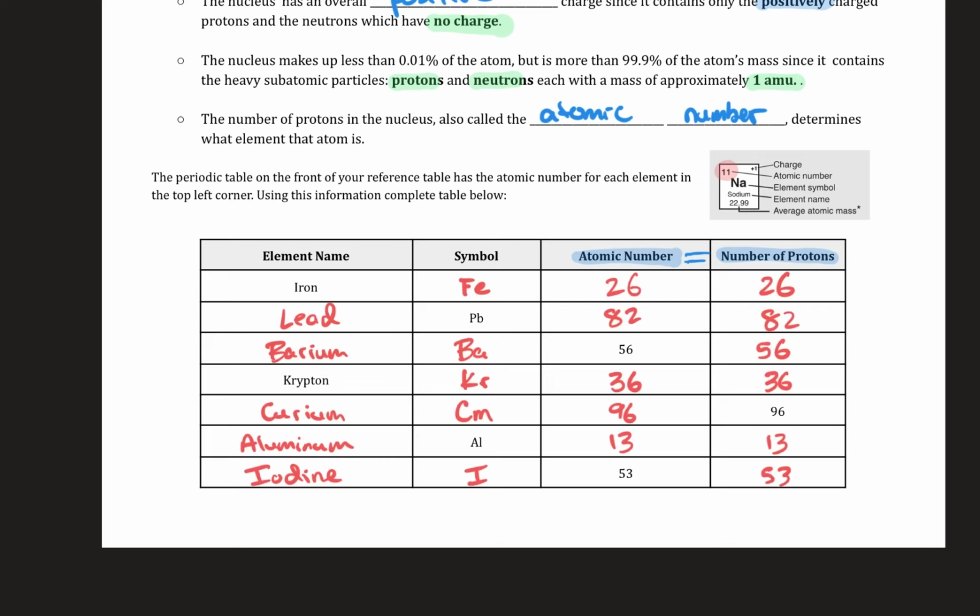And here's what your table should look like. Pause the video right now to double check your work.